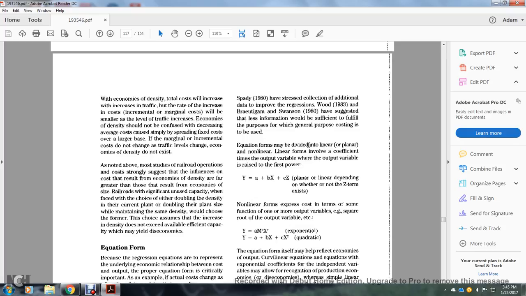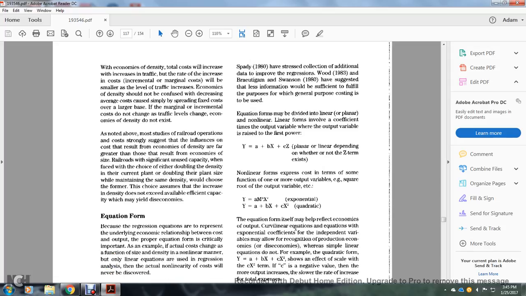The equation forms are divided into linear and planar, and nonlinear forms. Linear forms may involve a coefficient times the output variable, with the output variable raised to the first power: y equals a plus bx plus cz. It is planar or linear depending on whether or not a z term exists. Nonlinear forms can also be expressed as the sum of functions, such as when the output variable is squared or the square root of the output variable is taken. So you have your exponential and the quadratic formula.